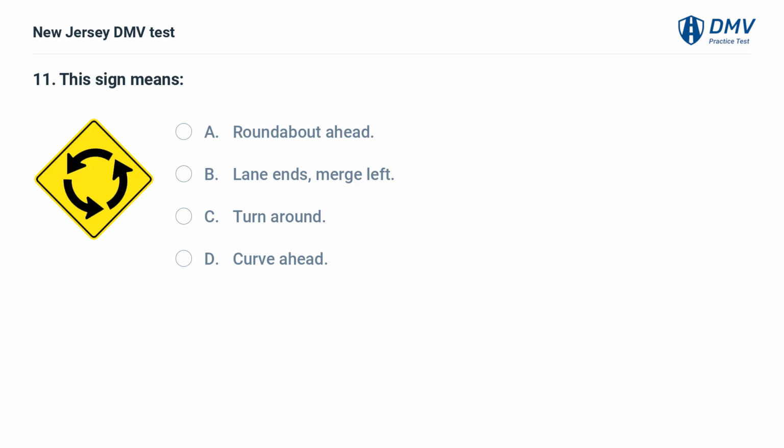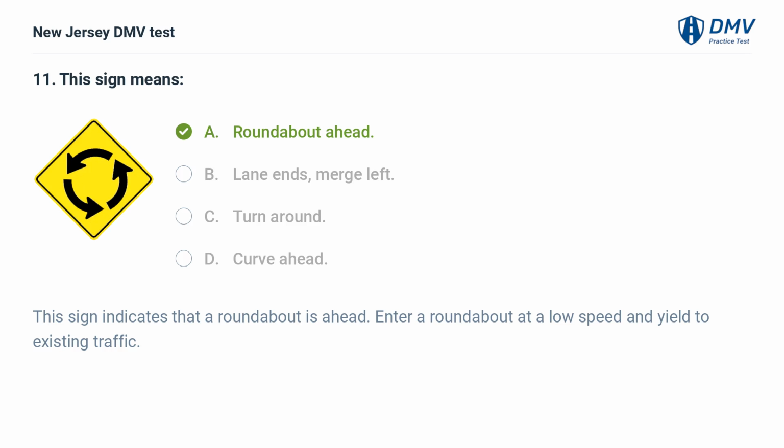This sign means: A. Roundabout ahead. B. Lane ends, merge left. C. Turn around. D. Curve ahead. A. Roundabout ahead. This sign indicates that a roundabout is ahead. Enter a roundabout at a low speed and yield to existing traffic.